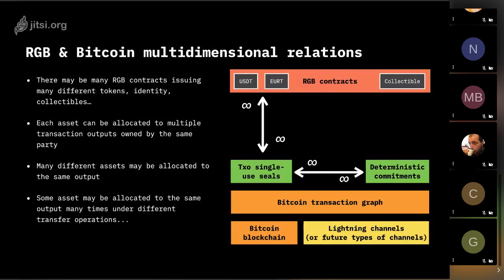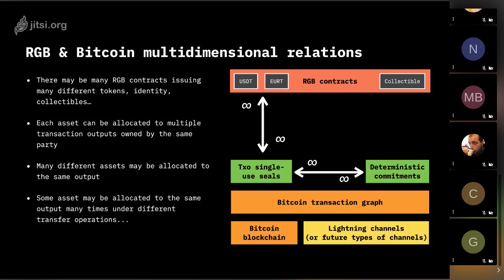Yeah, go on. You described the state as a directed acyclic graph. This seems unusual to me because Bitcoin is a tree, right? So that means that there's a merge operation. What is the merge operation? In other words, what is the state transition in RGB which has two or more parents?